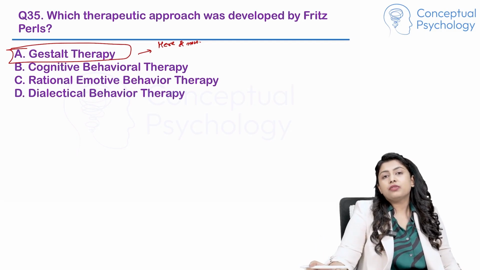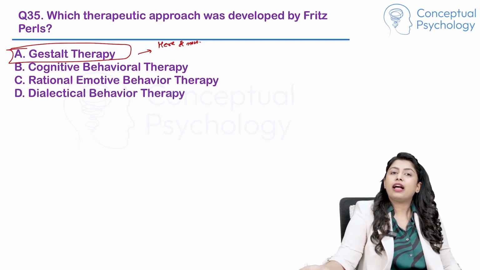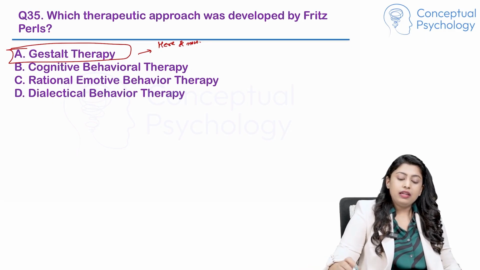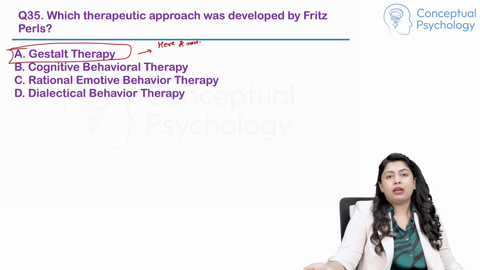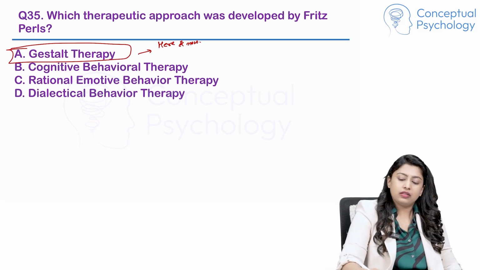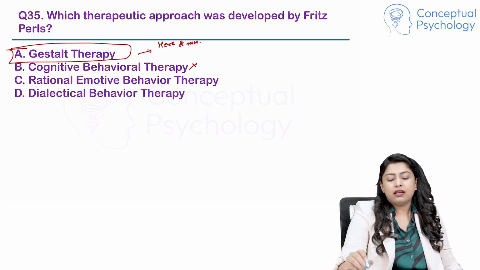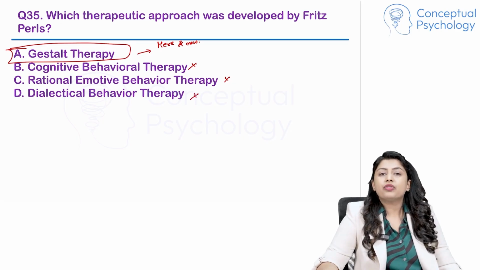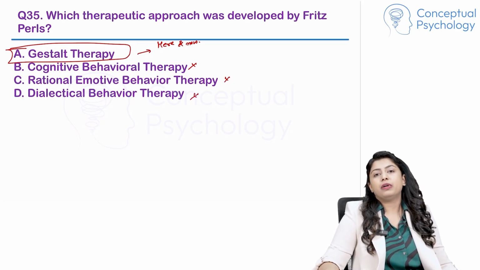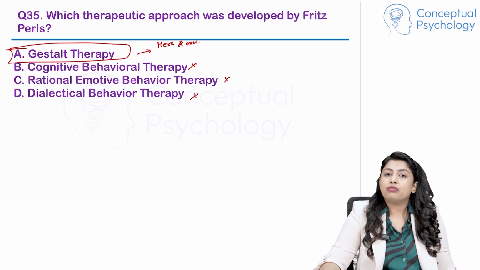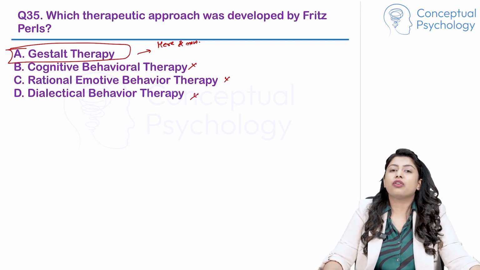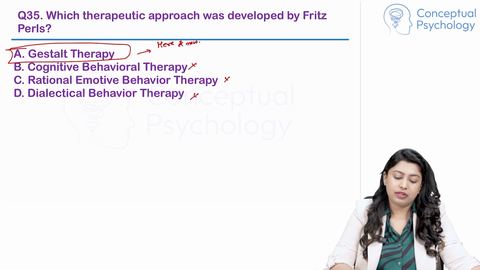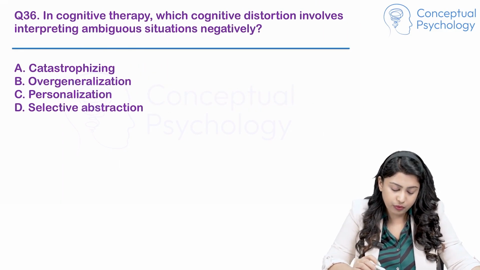And it helps the clients to become aware of how they interrupt their natural processes. B is cognitive behavior therapy. It was developed by Aaron Beck and others. So this is not the correct answer. REBT, we just studied. It was developed by Albert Ellis. Dialectical behavior therapy was developed by Marsha Linehan. So Gestalt therapy, which was developed by Perls, emphasizes present moment awareness and integration of the fragmented aspects of your personality. Moving on.